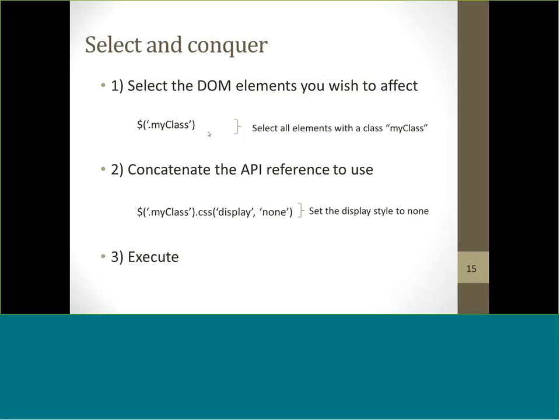But once you've selected your particular element or elements on the document model, you then do something to it. And in this case, I would say everything that has a class of my class, the dot notation, just like in CSS, shows you that as a class. And then I am going to give it a style sheet display none, which makes it disappear. Simple as that.